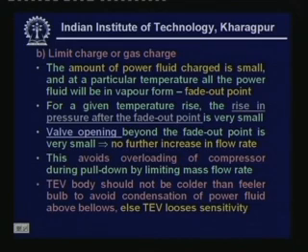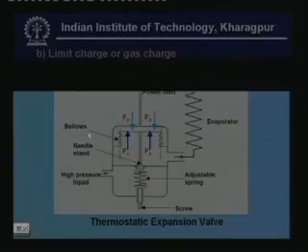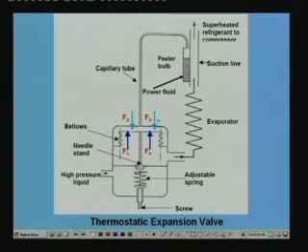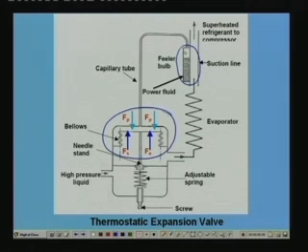body should not be colder than the feeler bulb to avoid condensation of power fluid above bellows. Otherwise, the thermostatic expansion valve loses sensitivity. What it means is, let us say that this portion is much colder than this portion. Okay, and when you have only vapor here, then since this portion is colder, all the vapor will come here and it will collect here in a liquid form. Okay, it will condense here.